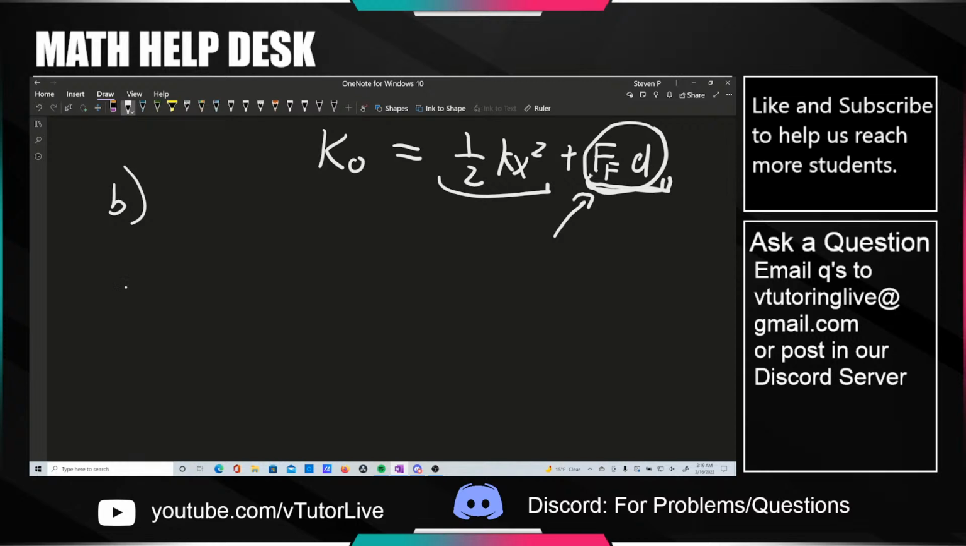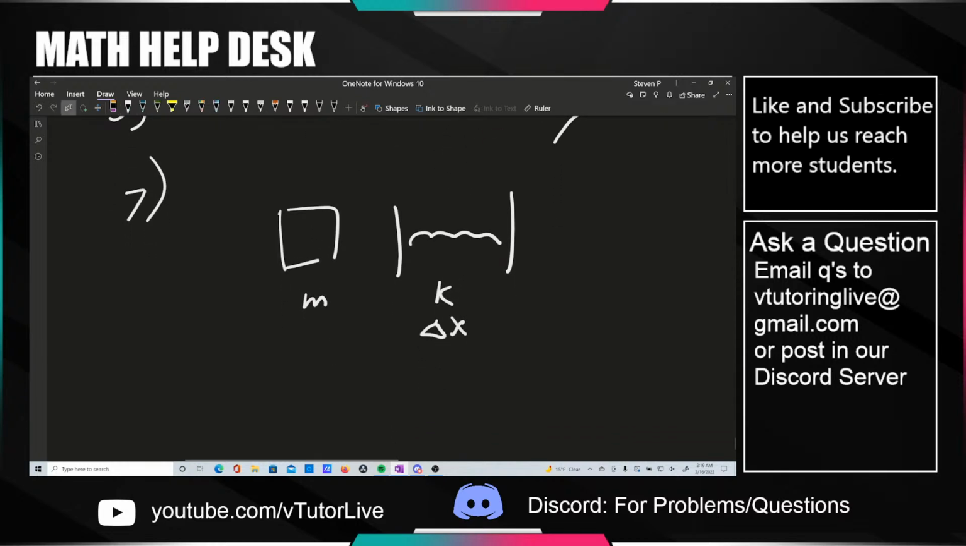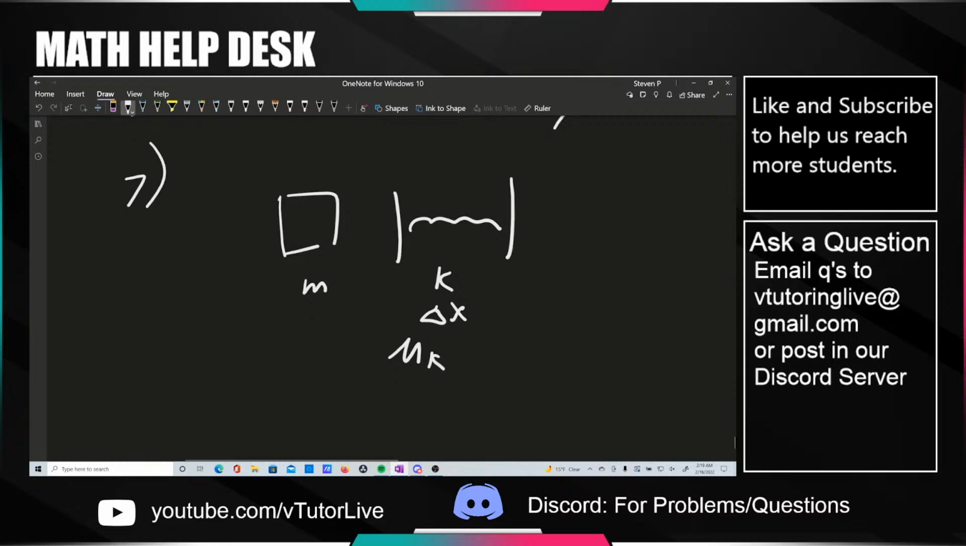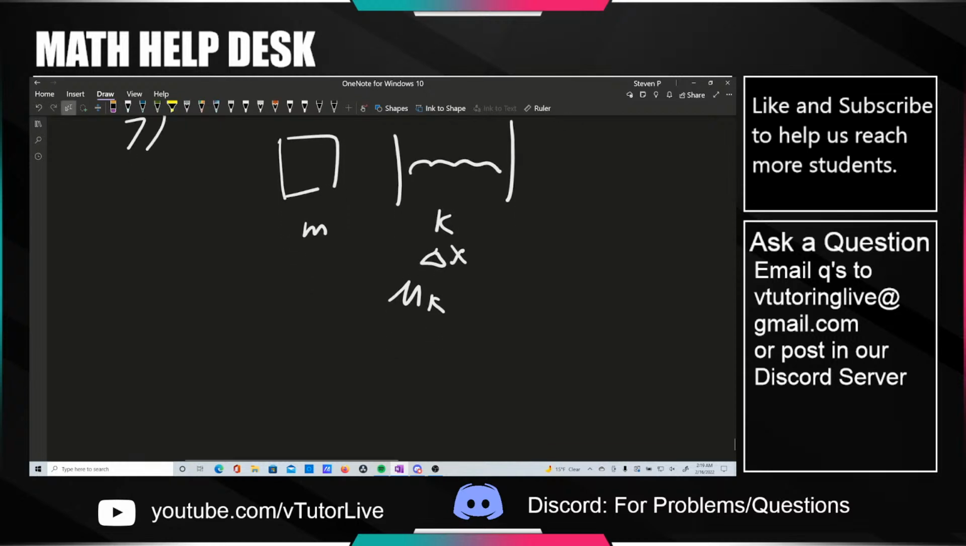All right, next question is again a block sliding into a spring attached to a wall. You're told the mass, you're told the spring constant K, and you're told when the block stops, it has compressed the spring. So you know delta X at the end. The coefficient of kinetic friction, you know what mu K is. When the block is in contact with the spring and being brought to rest, what is the work done by the spring force?